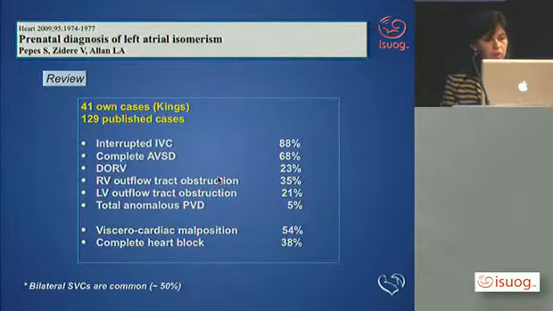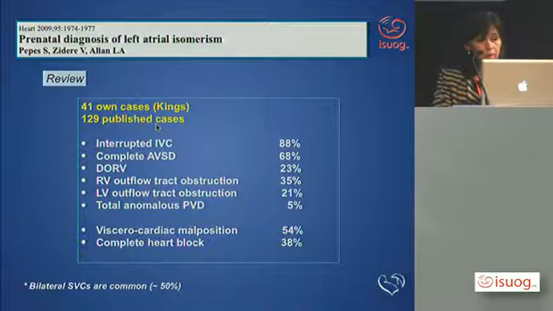Now, this is another review of left isomerism. It's a review of their own series from King's, done by Lindsay Allen, and all the papers that had been published up to the end of 2009. And again, the same group of abnormalities we're talking about in left isomerism: interrupted IVC, which is one of the hallmarks of left isomerism, complete atrioventricular septal defect, all very common lesions. Right or left ventricular outflow tract obstruction, anomalous pulmonary venous drainage, again can occur in left isomerism.